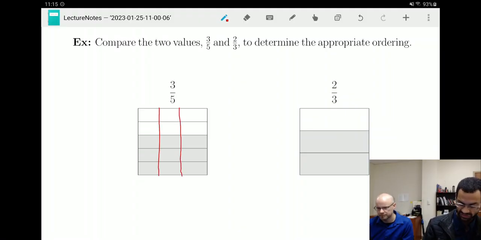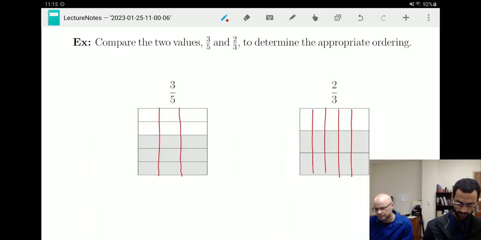Okay, so still the same amount. I didn't change the amount of water there, right? Still the same amount of shaded region. I'm going to break this one up into fifths. Okay. So now, again, I did not change the amount of shaded region in either square, but I did change the way we're going to talk about it, right?